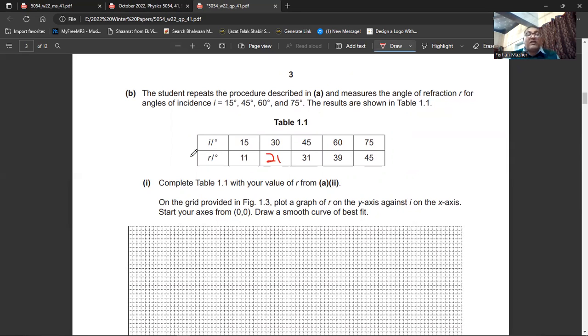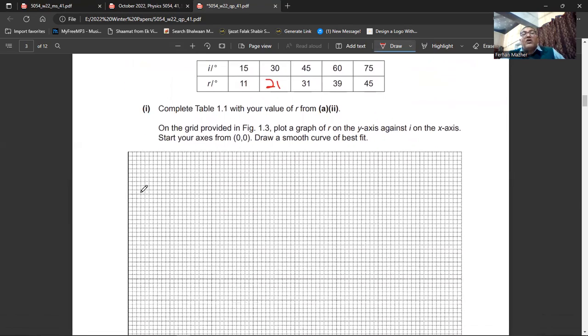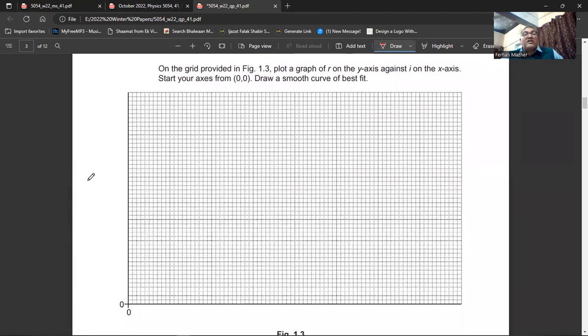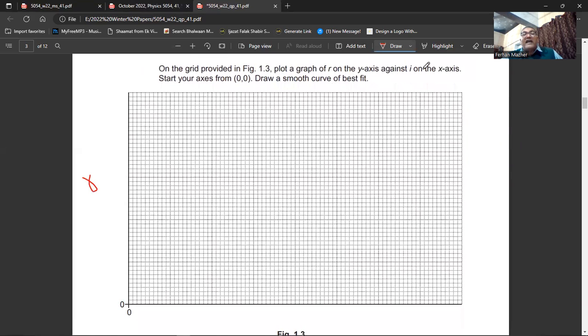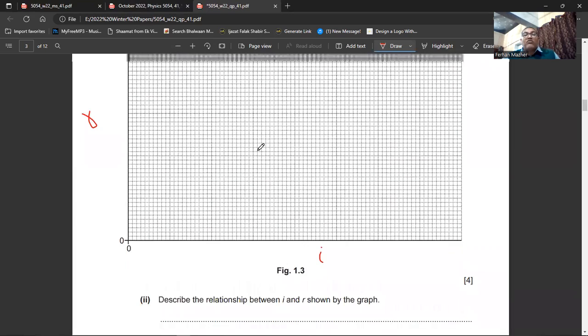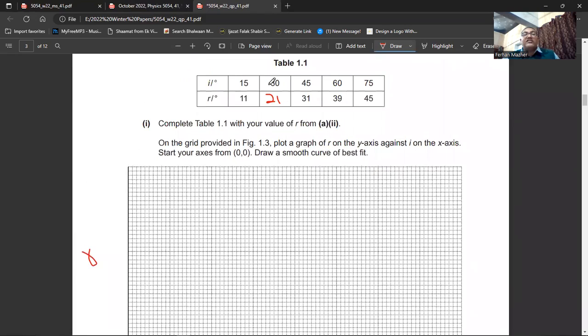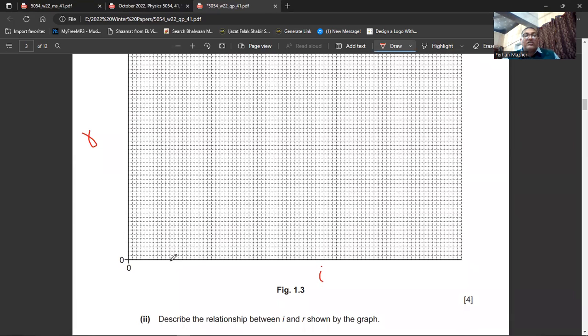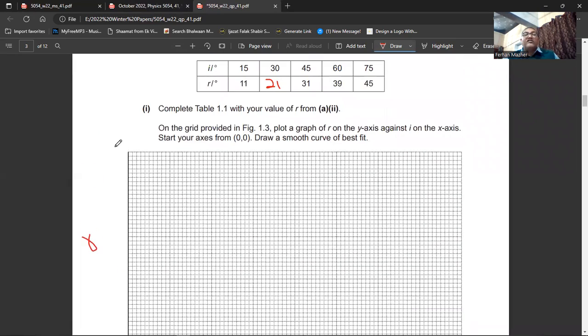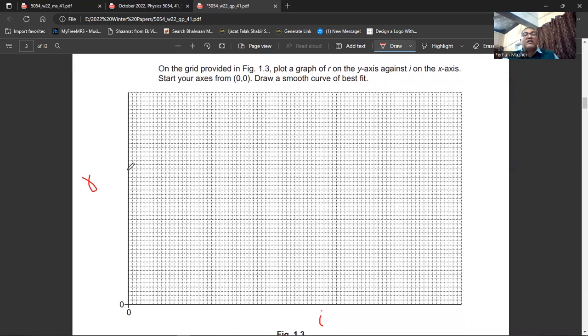And on the grid provided in figure 1.3, plot a graph of r on the y-axis. So they want r to be on the y-axis and i on the x-axis. And start your axes from 0, 0, and draw a smooth curve of best fit. It's a 4-mark question, and this is the table. The i value goes from 15, 30, 45, 60, 75. So 10, 20, 30, 40, 50, 60, 70, 80. And this goes up to 45, so 10, 20, 30, 40, and 50.